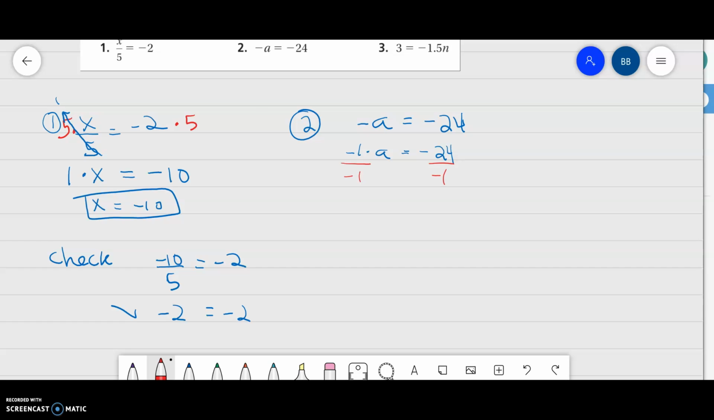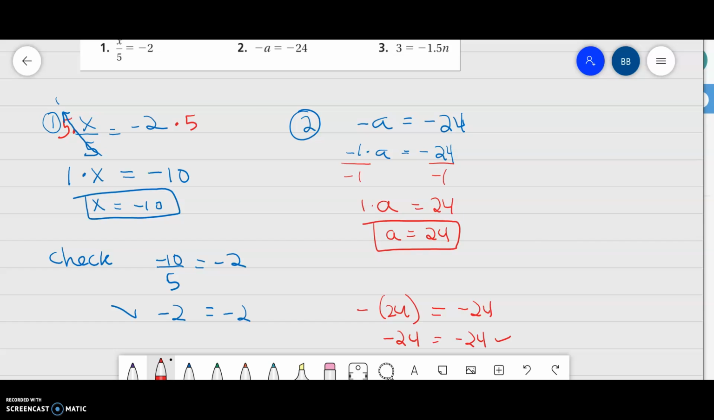All right, so negative 1 divided by negative 1 turns into a positive 1 times a equals negative 24 divided by negative 1, which is a positive 24. All right, so a equals 24. And then if we substitute that back into the original equation, negative a is negative 24 equals negative 24. So sure enough, that checks out. Negative 24 equals negative 24.